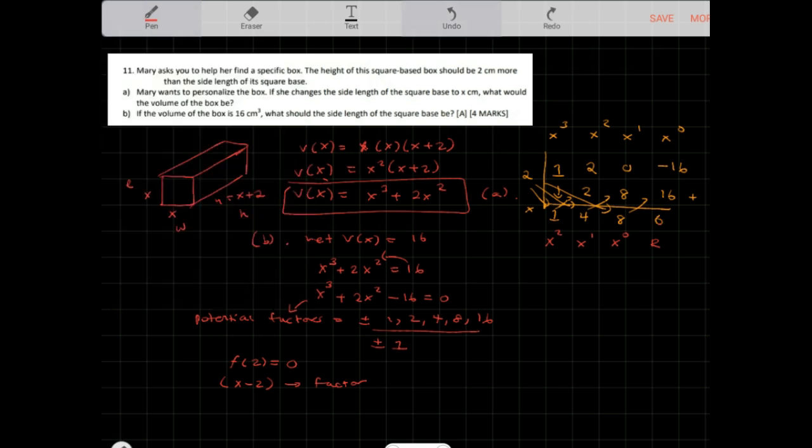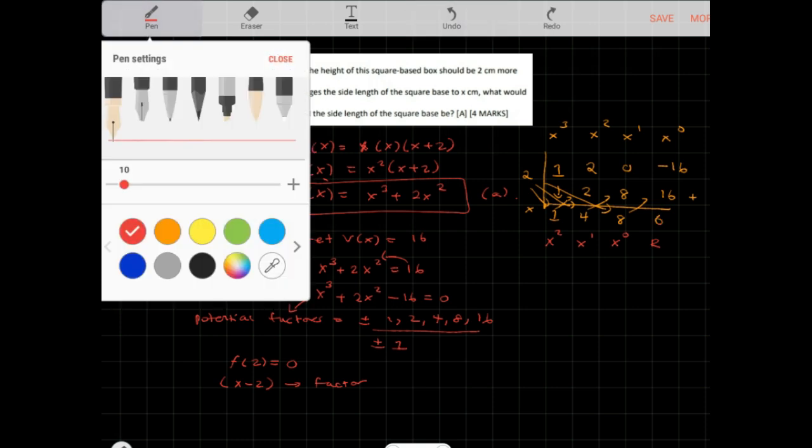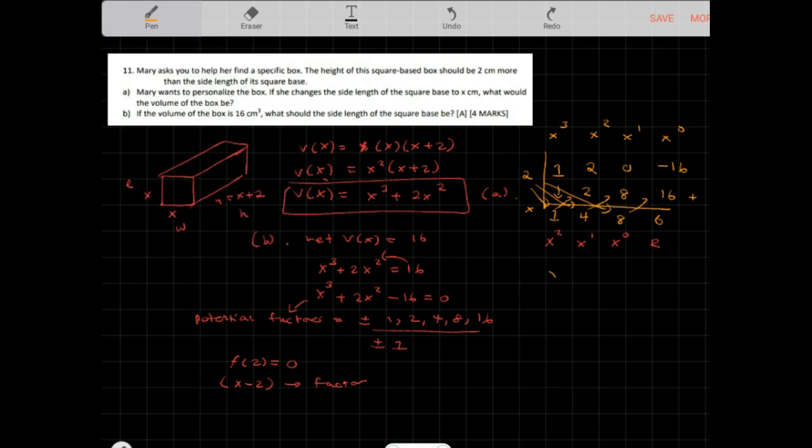And in this case, our quotient is going to be x squared plus 4x plus 8. You can attempt to factor this. In this case, this actually isn't factorable, so you can just leave it like this. So one of your factors is x minus 2, the other is x squared plus 4x plus 8, right? And this is basically your volume function. So this is another way you can write your volume function.